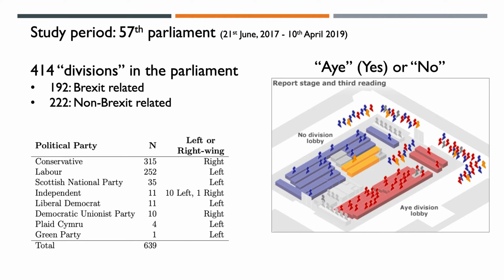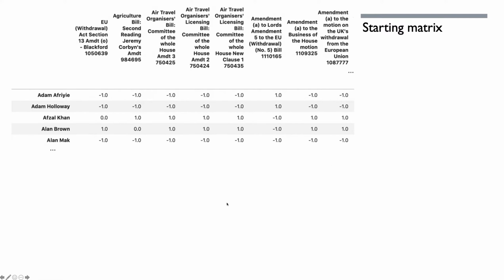From the 414 divisions, we classified 192 as Brexit-related. Then we also break down the MPs by political party and ideology, and you can see that in the table over here. And so here's the starting matrix where you have MPs on the rows and divisions on the columns. And the labels are +1 if the MP voted yes, -1 if they voted no, or 0 if they didn't vote. And at this point, we also divided the matrix to a Brexit and a non-Brexit based on their mention of EU withdrawal or UK withdrawal in the title.